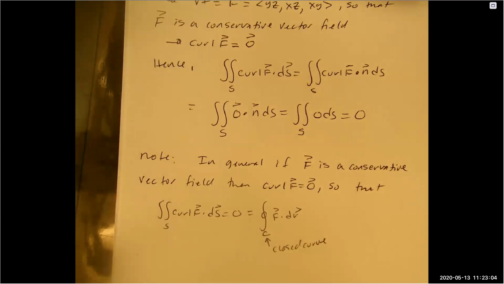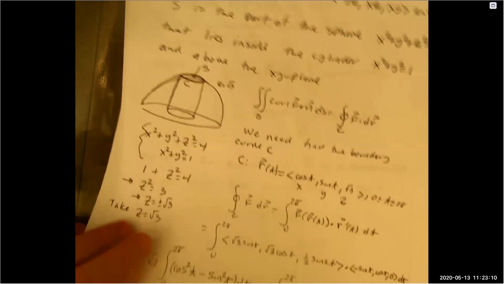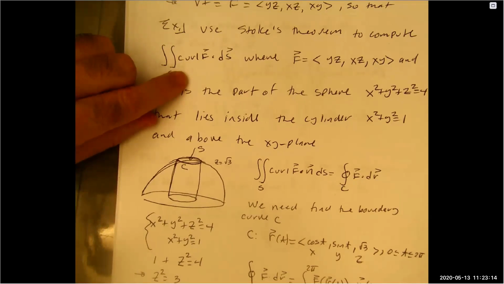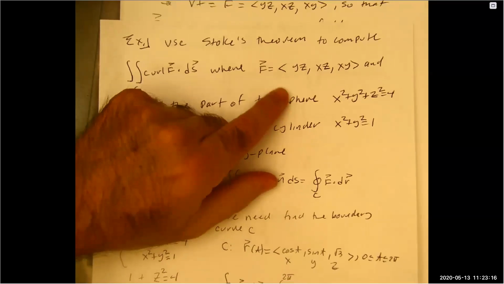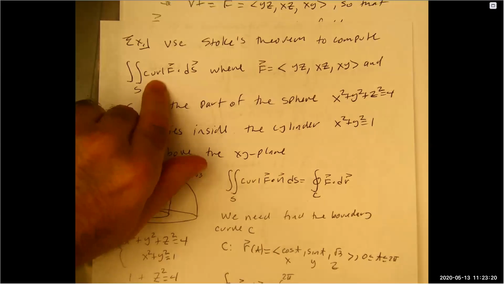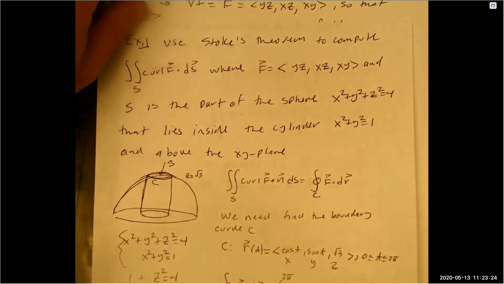So sometimes you'll see a problem on a test or somewhere, and they're asking you to calculate a line integral. If it's a conservative vector field, you already know that the curl is going to be the 0 vector. So this surface integral or the line integral will be 0.